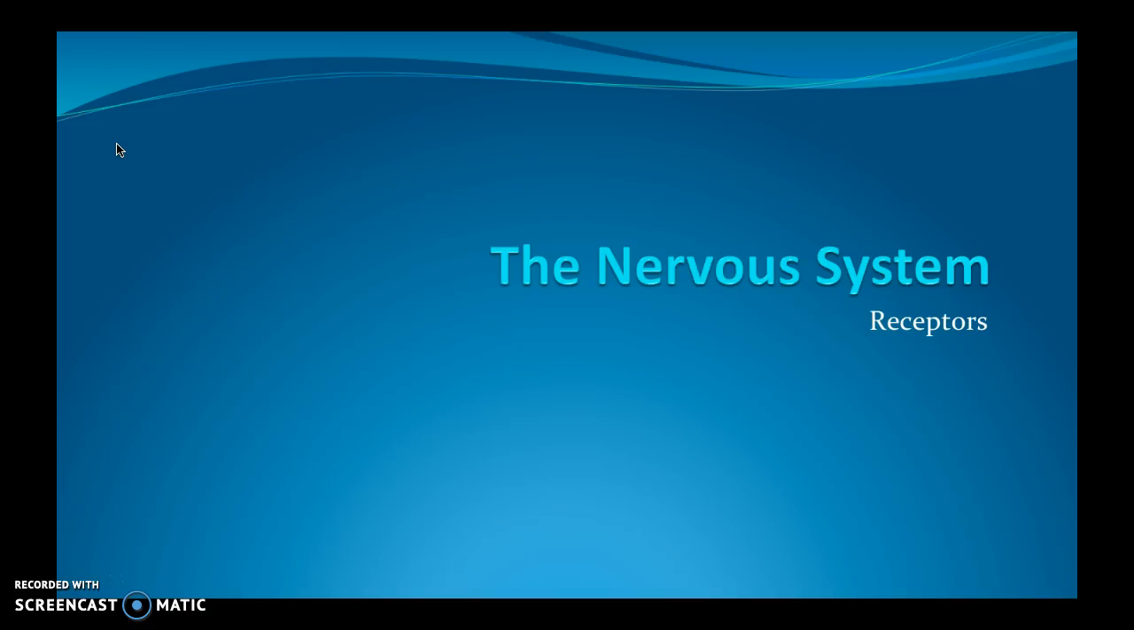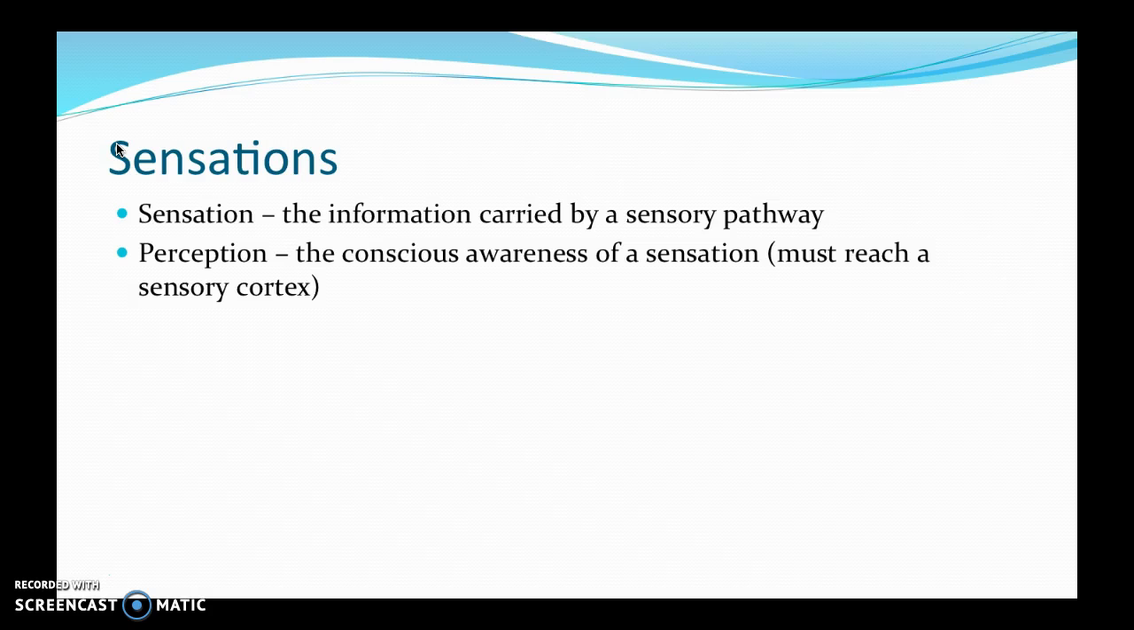This presentation is about the receptors of the body. First, a sensation is the information carried by a sensory pathway. A perception is when that sensation reaches the sensory cortex of the brain and you now have a conscious awareness of that sensation. Many people use these terms interchangeably, but they usually are referring to perceptions.